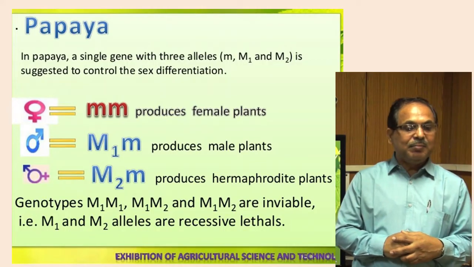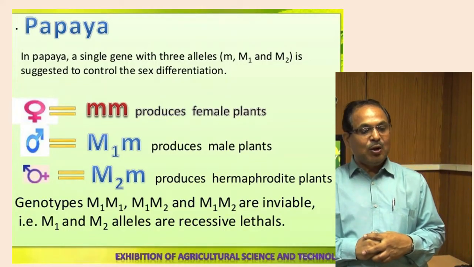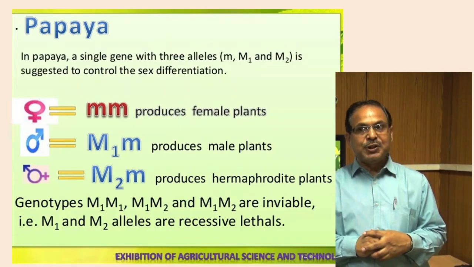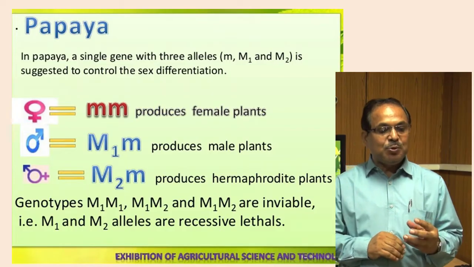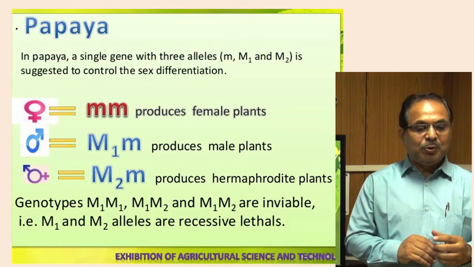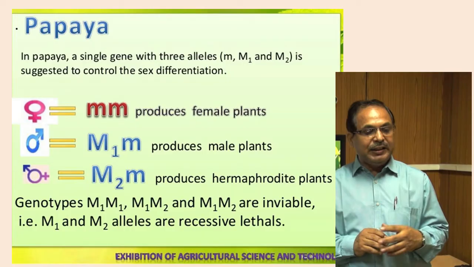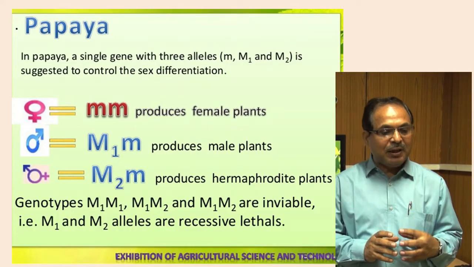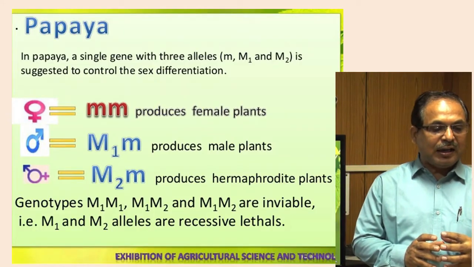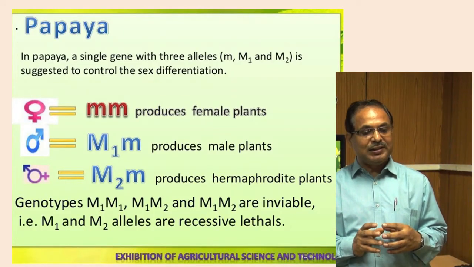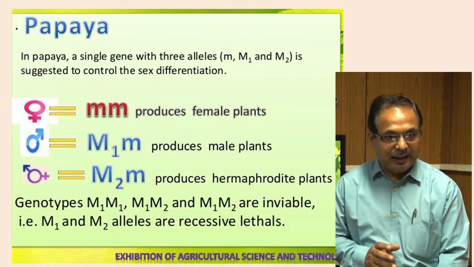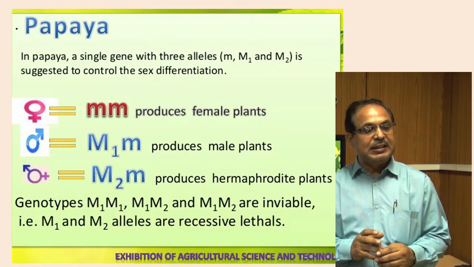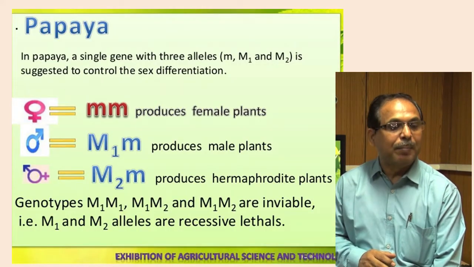The genotype produces female plants, whereas capital M1 and small m produces the male plants. Capital M2 and small m produces the hermaphrodites. And the genotypes having capital M1 and capital M1, and small m2, are inviable. That is, the M1 and M2 alleles are recessive lethals. So this way we can see the sex determination in papaya.